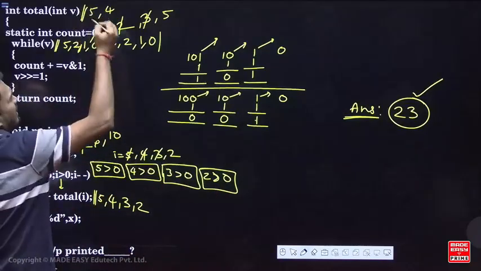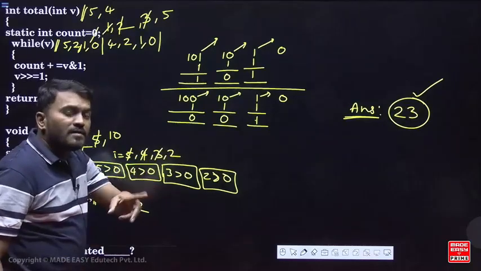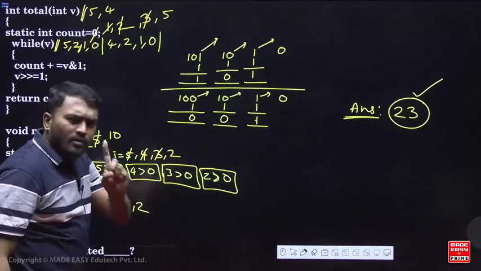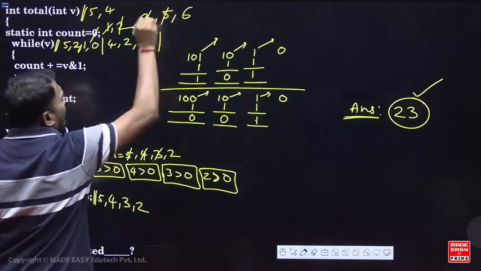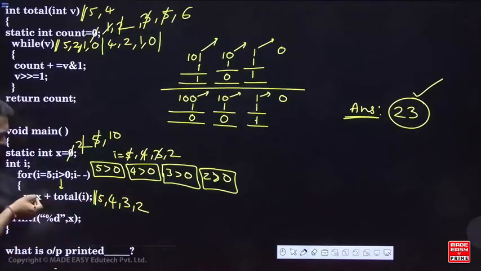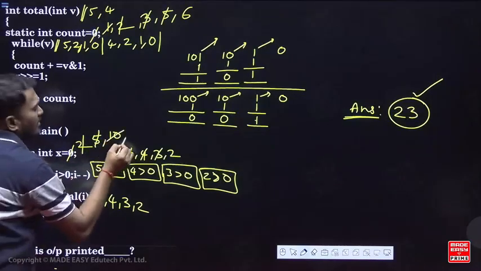When you pass the 2 here, 2 means 1 0. In the 1 0, how many ones are there? Only 1. How many times will count increment? Only 1 time. So 6. That 6 will be added to what? X. The x value is already 10. 10 plus 6, how much will that be? 16.